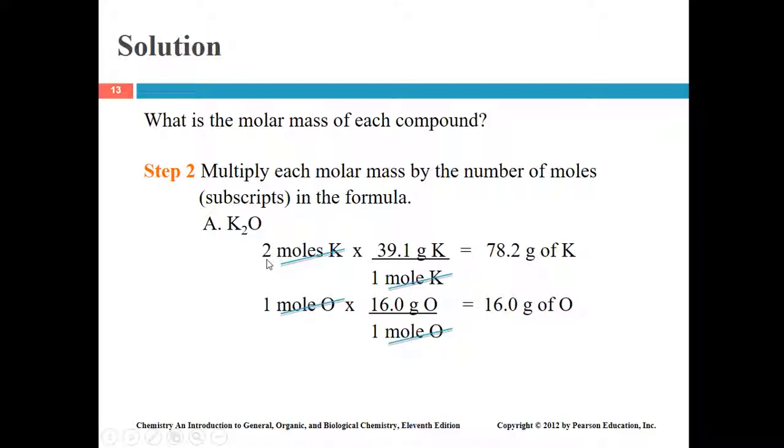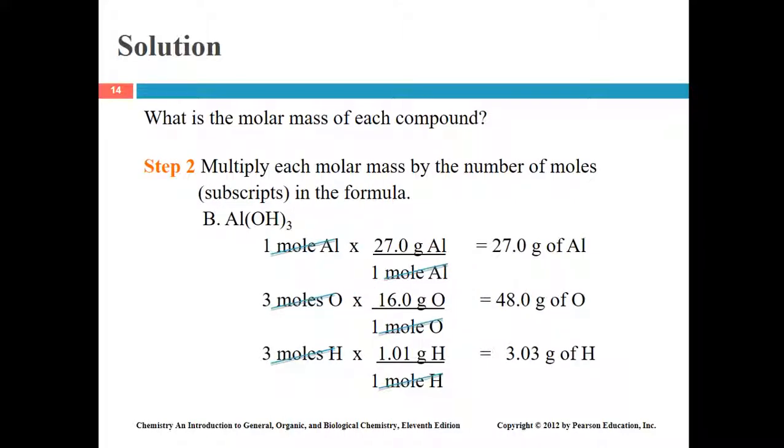Then for oxygen, there's only 1 oxygen here. We know that in the conversion, we need to have the 1 mole on the bottom so that it cancels out the 1 mole here, and it is 16.0. Where did you get the 16.0? From the periodic table. Then we have these two, and of course we'll add them together in a moment, but let's see what we're going to do for the aluminum.